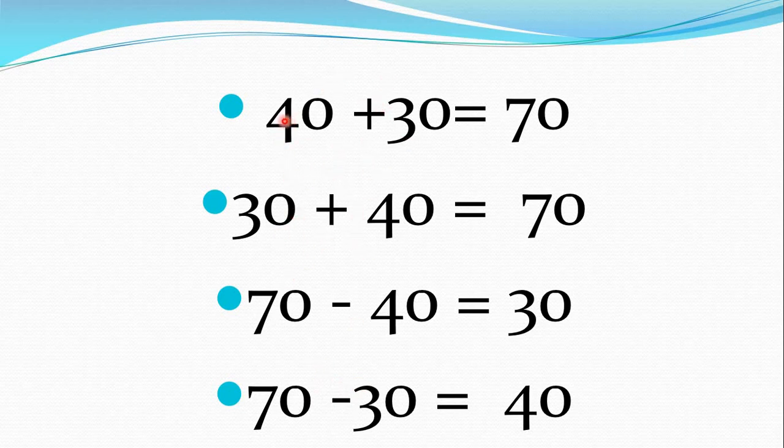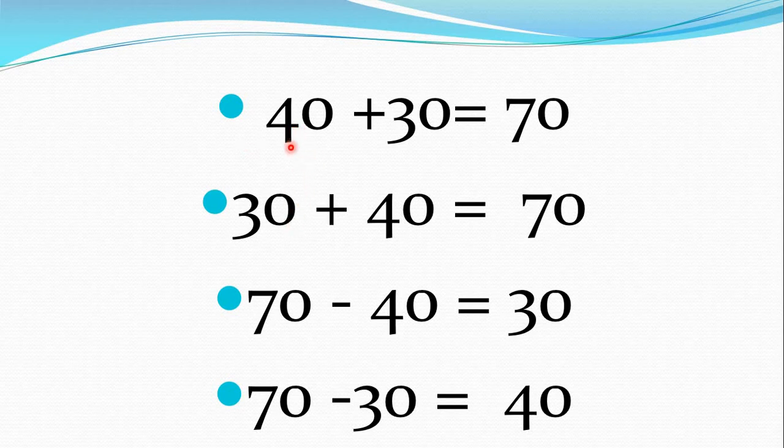So students, 40 plus 30. 40 and 30 are different numbers, but the answer is what? Same here, 70 and here 70. Here again example number 2, 30 plus 40. How many? 70. Understood all students? I hope you understood better. 40 plus 30 is equal to 70 and 30 plus 40 is equal to 70. See, first of all here 40 comes and here 30.